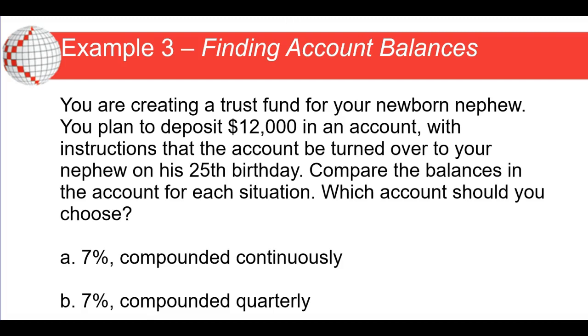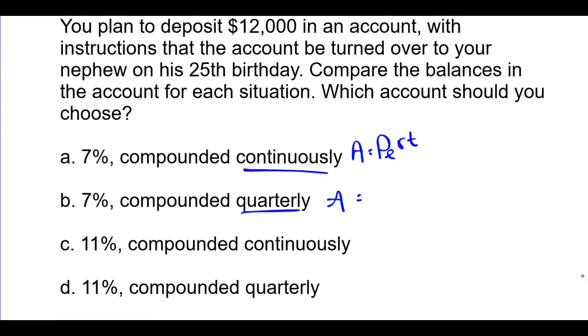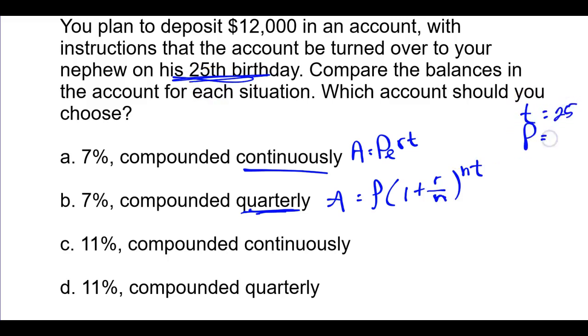We're going to explore again a little bit of the difference between compounded continuously, which is the PERT, and compounded quarterly. So here we're going to be using the PERT formula, compound continuously, or that E. And if it's compounded quarterly, then we're going to let n equal, well, it looks like we're going to do that for both the 7% and the 11%. Let's start with the 7%. If it's compounded quarterly, we're going to let the n be 4, because there's 4 quarters in a year. And it looks like time is going to be for his 25th birthday. So it looks like time is going to be 25. And the P, we're going to deposit $12,000.